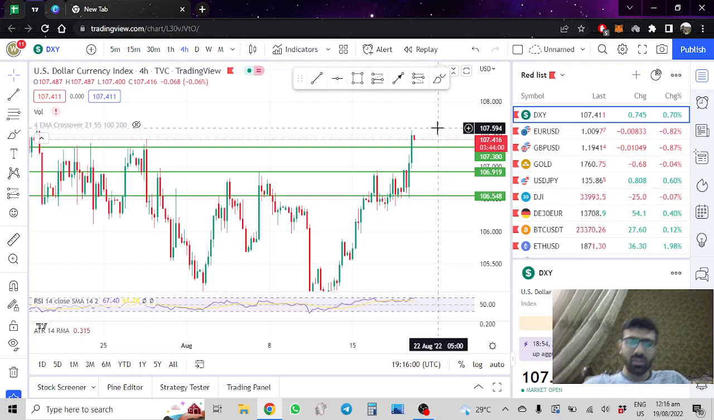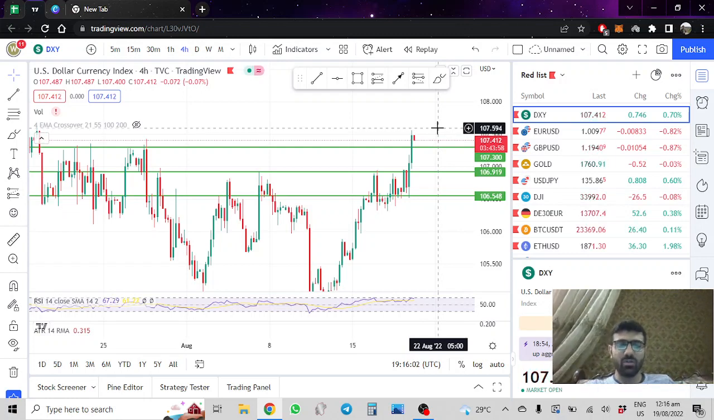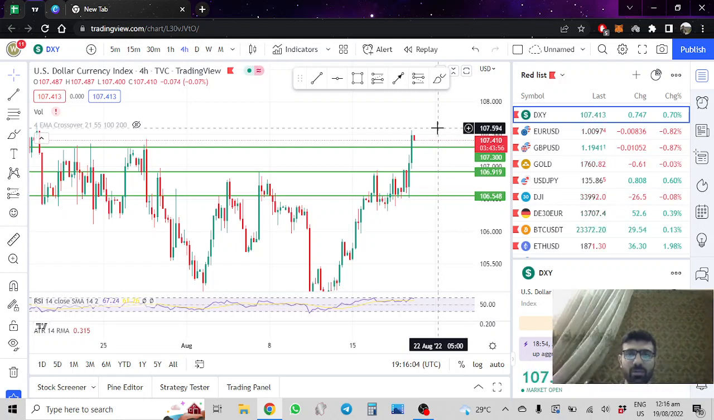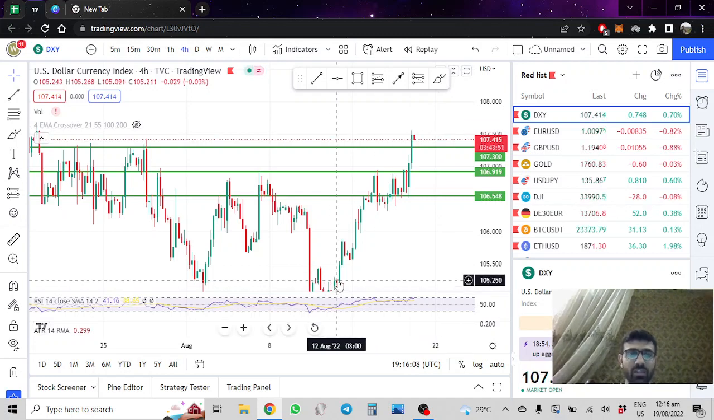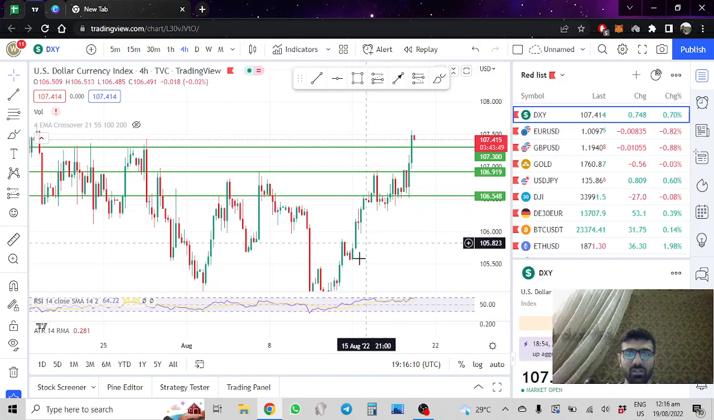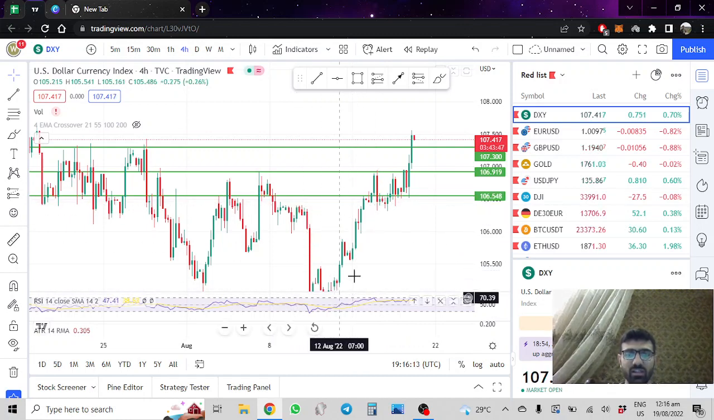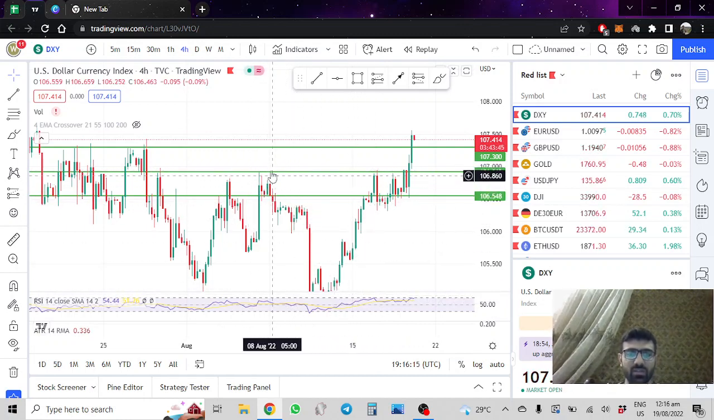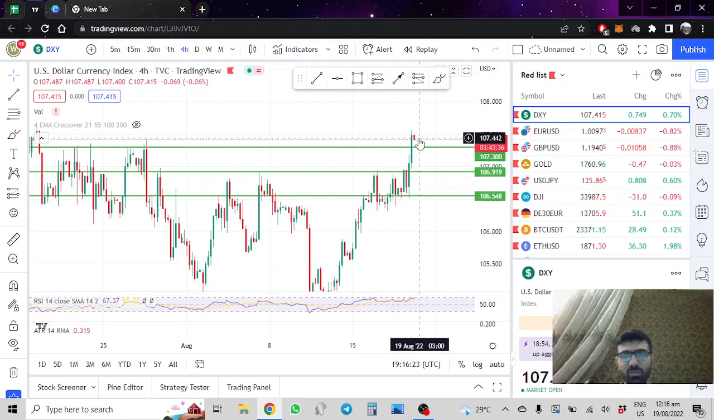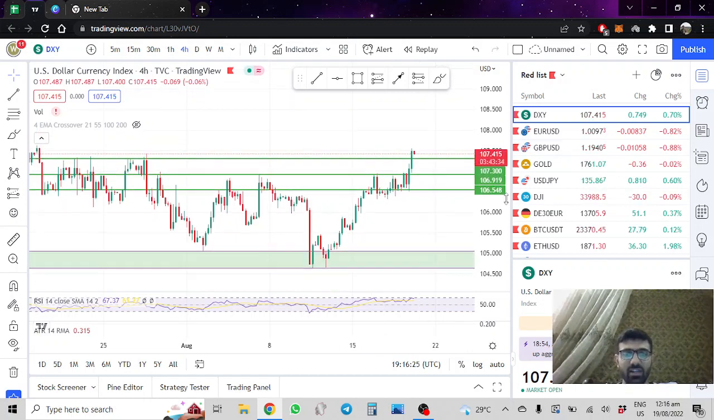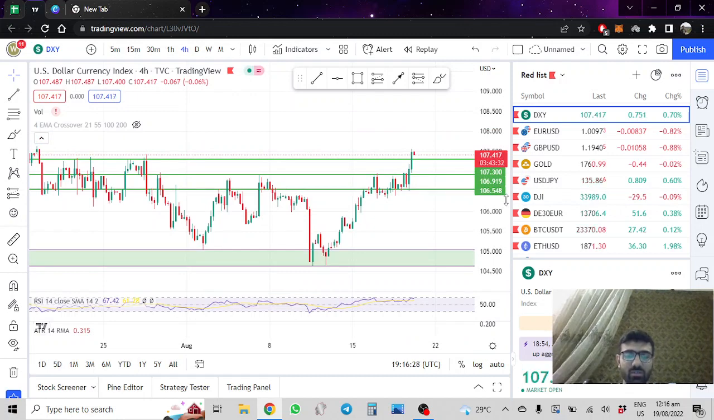So you have to be a little bit careful while trading the dollar pairs, as it is still bullish in 4 hours. It is still bullish. You can clearly see that the previous high has been broken, and it has now turned into a bull pattern, and it is a clear sign that it is gonna go up further.